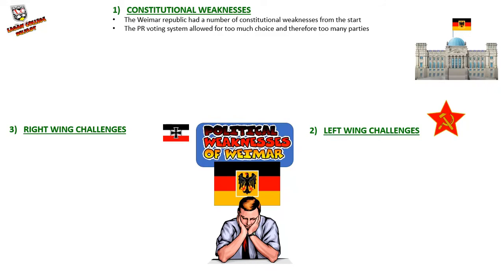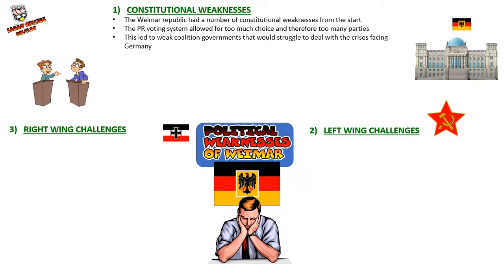The first thing to point out was the PR voting system. It allowed for an awful lot of choice. It gave choices to a number of different parties that you could actually vote for. But this led to too many parties, and too many parties makes a problem for actually forming a stable government, and this is what happened at the time. It led to very weak coalition governments that would struggle to deal with the crises facing Germany.